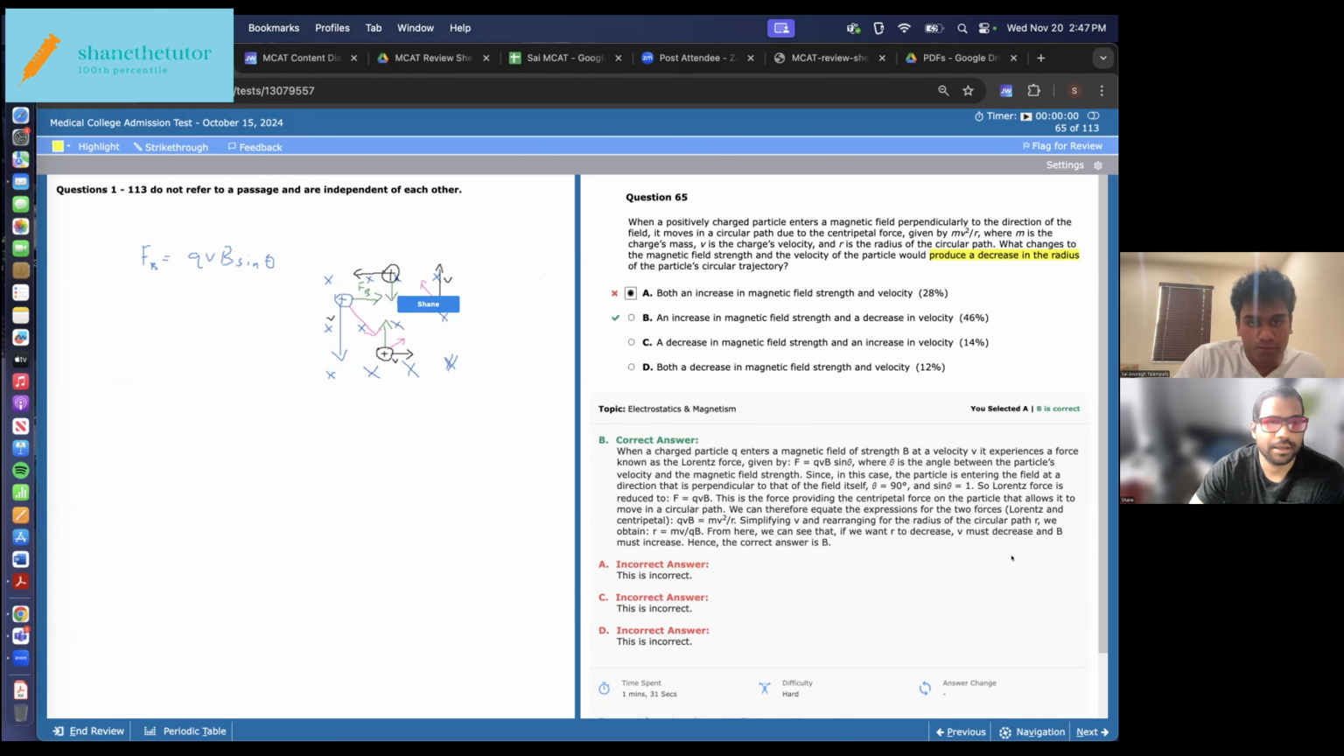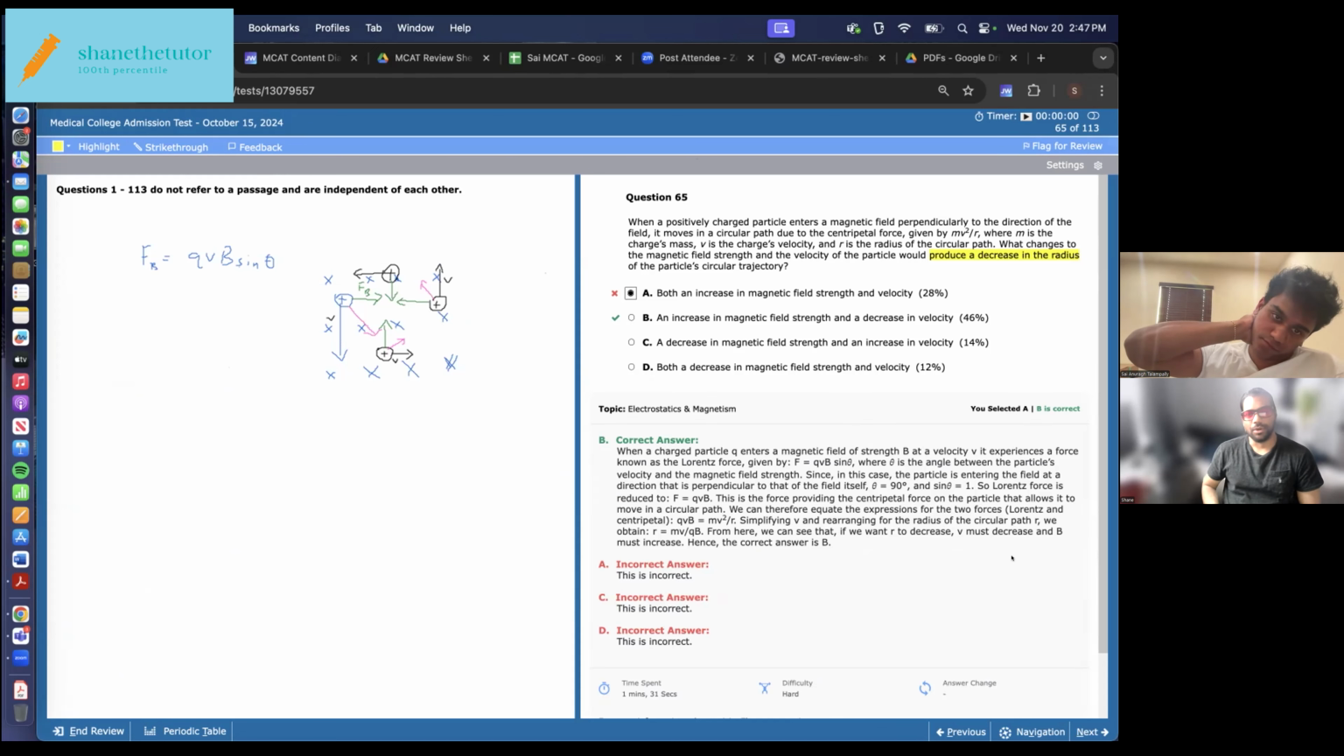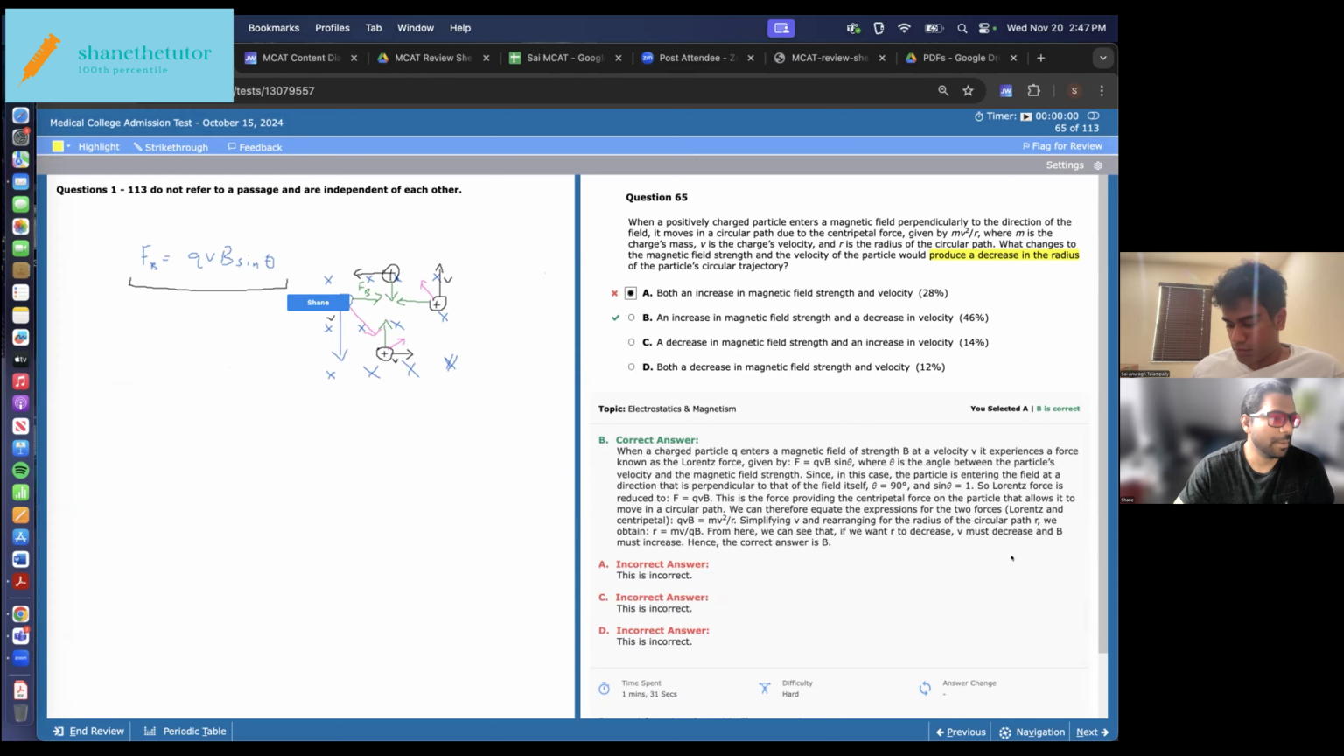Okay, so any pattern here? Yeah, so it's moving in a circle, right? Exactly. So that means we can take this formula and set it equal to your centripetal force, which is mv squared over r.